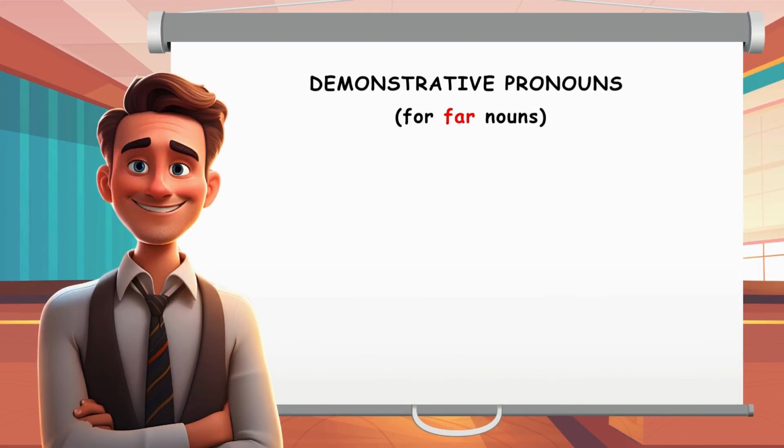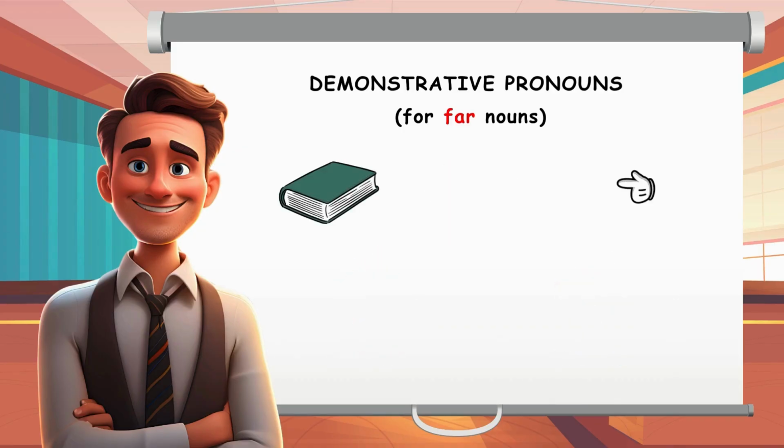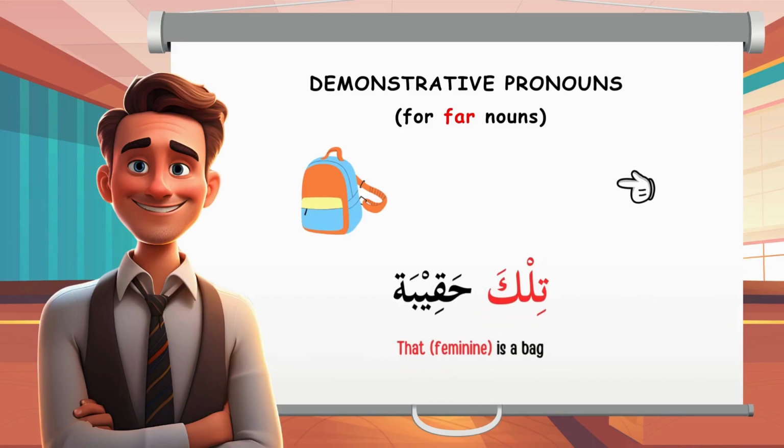The next one is demonstrative pronouns for things that are far away. In English, we use the word that, and in Arabic, it is translated into ذلك for masculine nouns and تلك for feminine nouns. For example, ذلك كتاب. That is a book. تلك حقيبة. That is a bag.